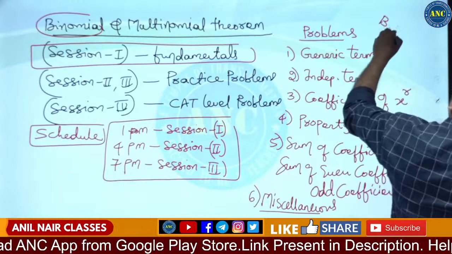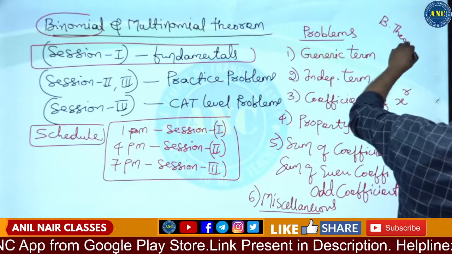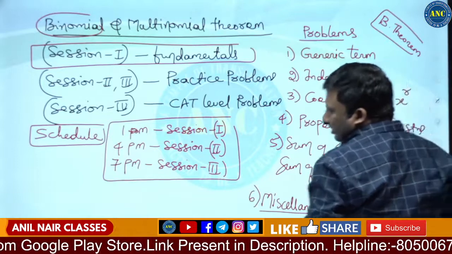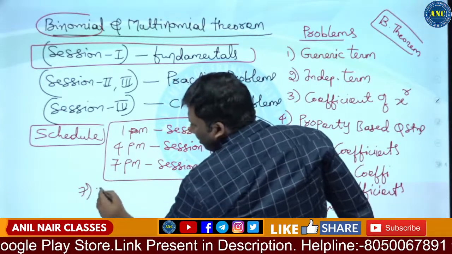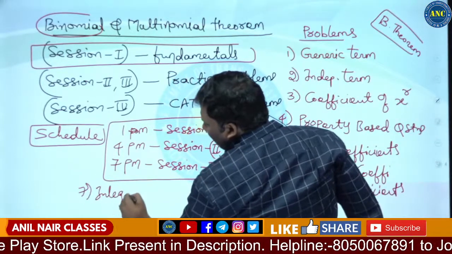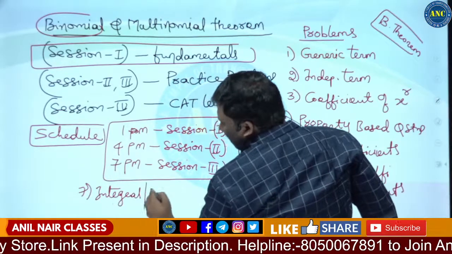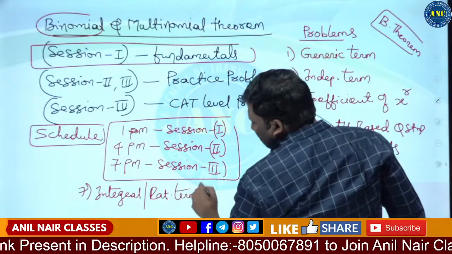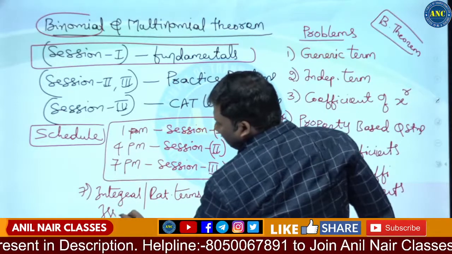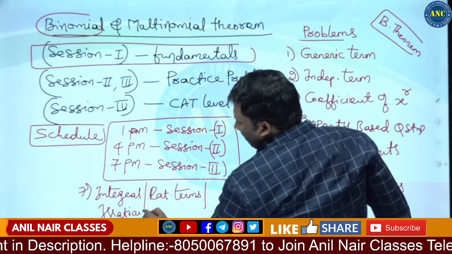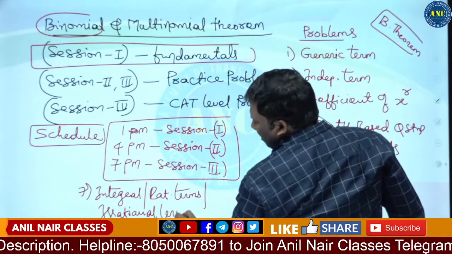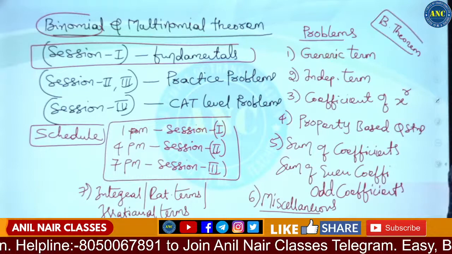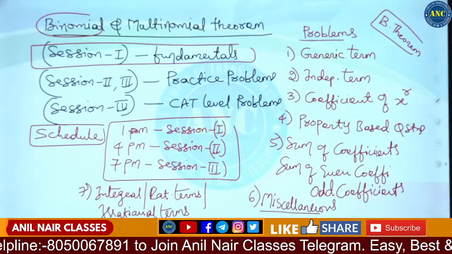In multinomial we will discuss separately. In binomial theorem, apart from these types, there are also some questions: how many integral terms are there, how many rational terms are there, how many irrational terms are there in the expansion. Integral terms, rational terms and irrational terms.